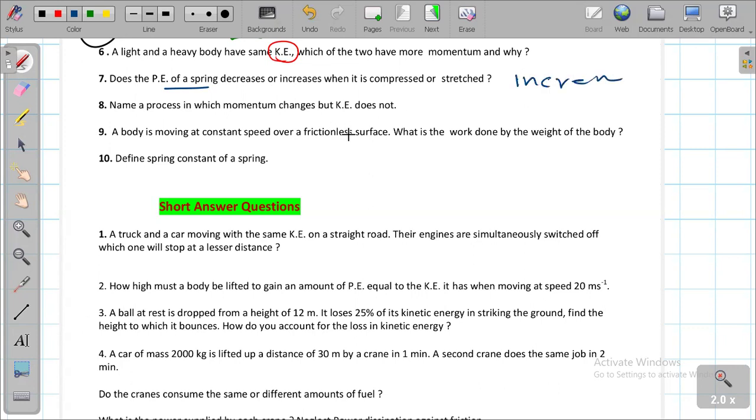Name a process where the momentum changes but the kinetic energy does not change. Why? So the kinetic energy means what? Change of mass and change of velocity. If it is reducing mass while increasing velocity, there will be a definite change of momentum, but the kinetic energy will remain the same, as I mentioned above.